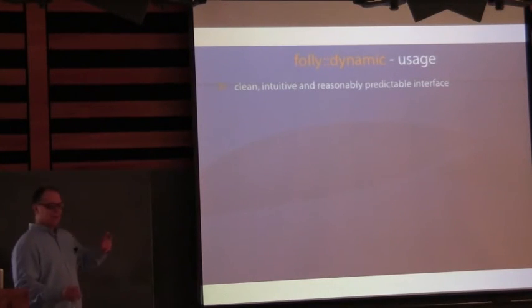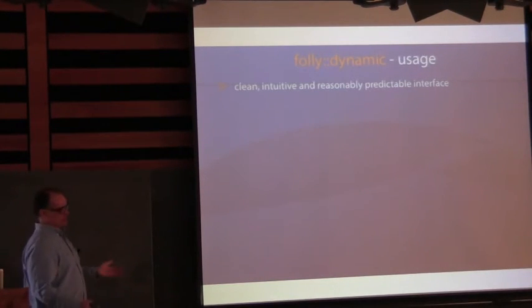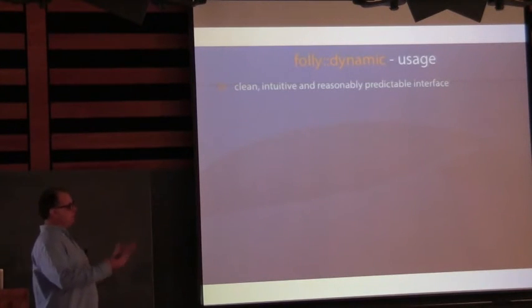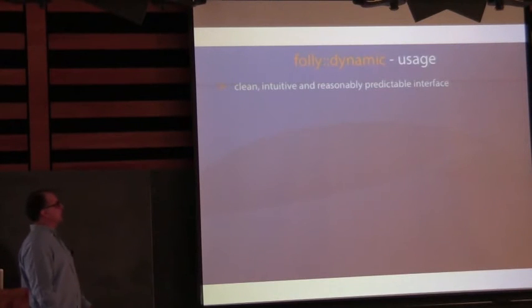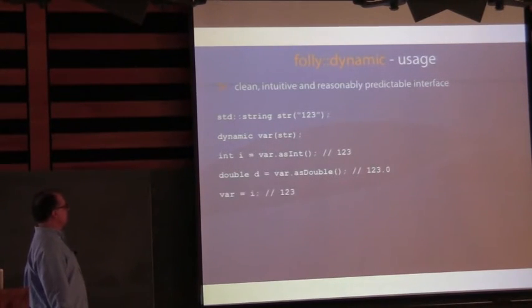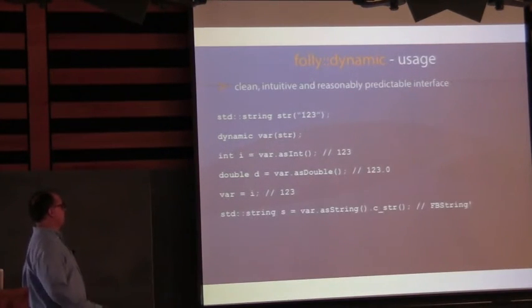Once you build it, it's good. I like it. I just hate the build process. It has a clean, intuitive, and reasonably predictable interface. I would say it's very user-friendly. If you're a C++ newbie or average user, you won't end up in trouble with Folly dynamic. You can do things like that. String of 1, 2, 3, and then you can do var of string. Then you can get it out as int. You can get it out as double. Then you can assign it an int. Then you can get it out as string, but if you want to assign it to standard string, then you have to go back to C string.